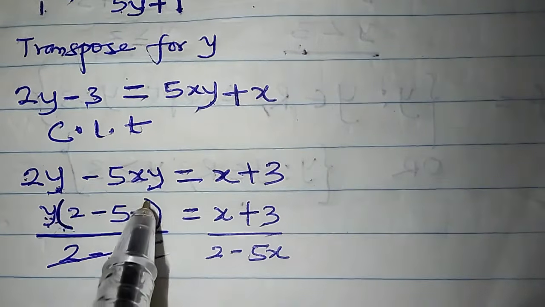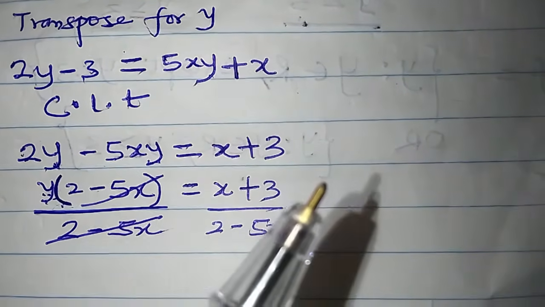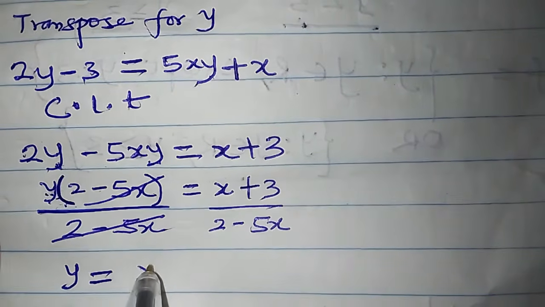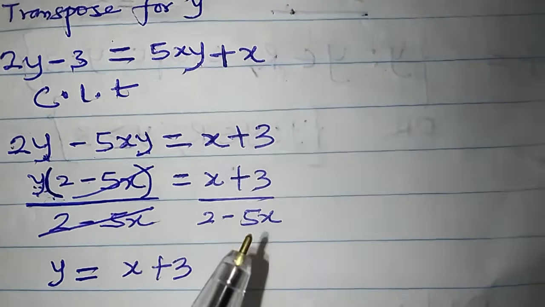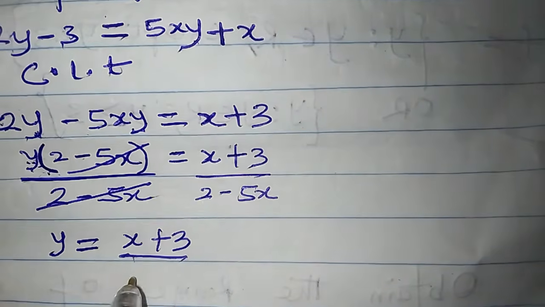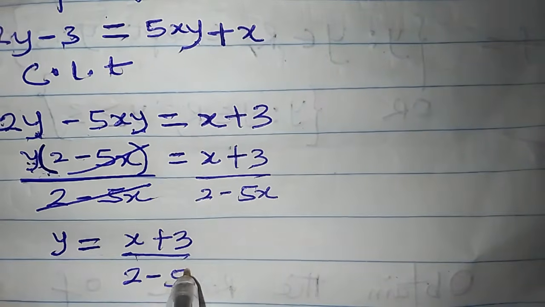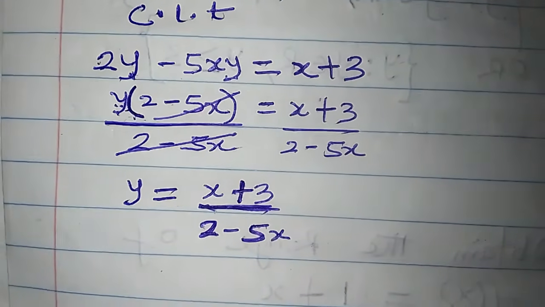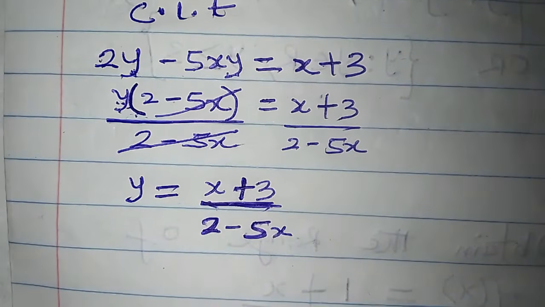2 minus 5x will cancel 2 minus 5x. So y is left, which is equal to what? x plus 3 all over 2 minus 5x. So now, having done this, this is the inverse, but we must make a restriction.